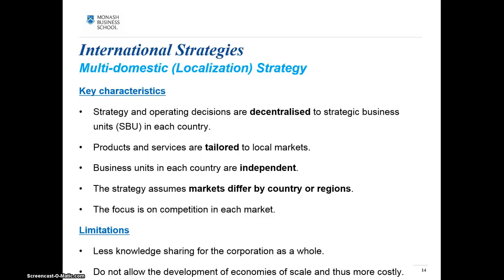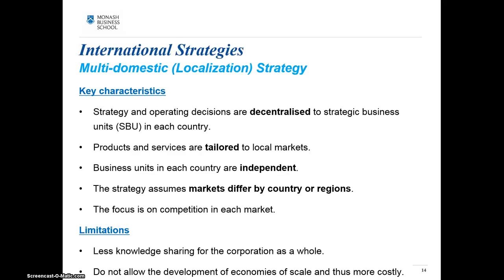In terms of the key characteristics of the multi-domestic strategy, what we tend to find is that the strategy and operating decisions are very much decentralized to strategic business units, which are most commonly represented as subsidiaries in each country. So going back to that previous example, MTV in Australia shows different television programs to MTV in the US, which in turn shows different programs to MTV in Japan, for example.